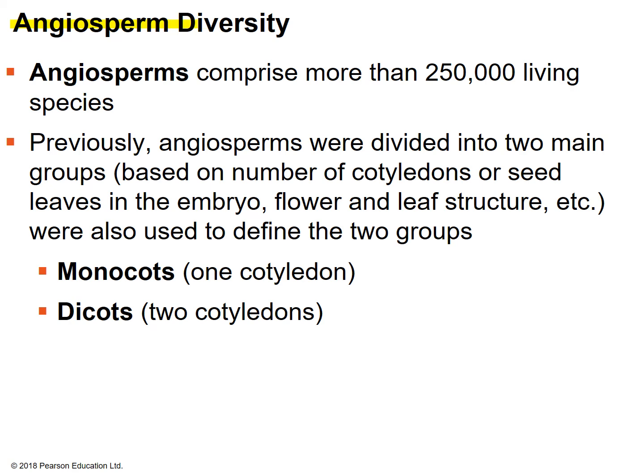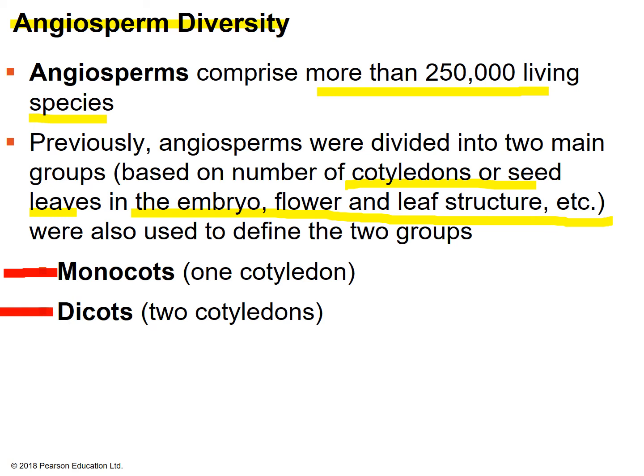Angiosperm diversity. Angiosperms comprise more than 250,000 living species. Previously, angiosperms were divided into two main groups based on number of cotyledons or seed leaves in the embryo, flower, and leaf structures, etc. Those features were also used to define the two groups until 1990. One group is the monocots with one cotyledon. The other group is the dicots with two cotyledons.